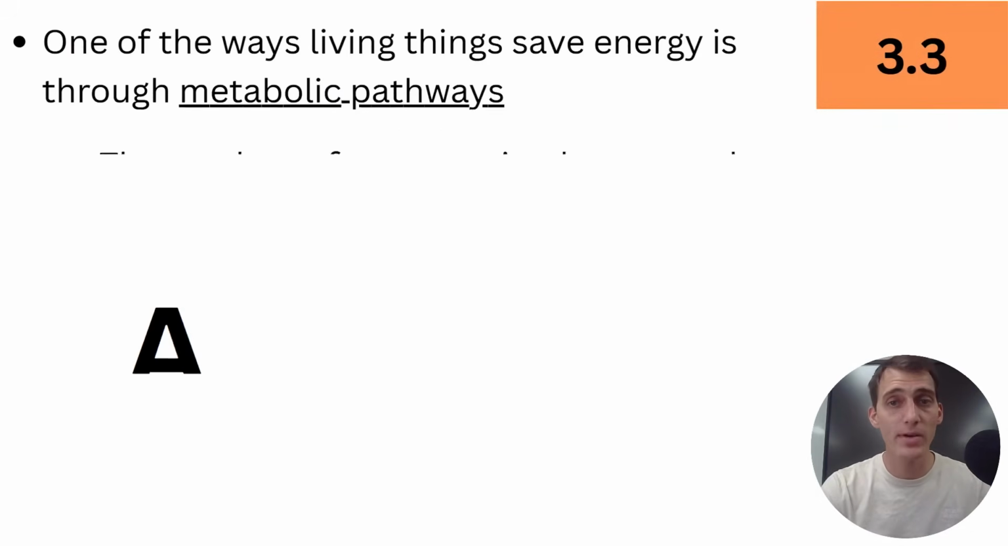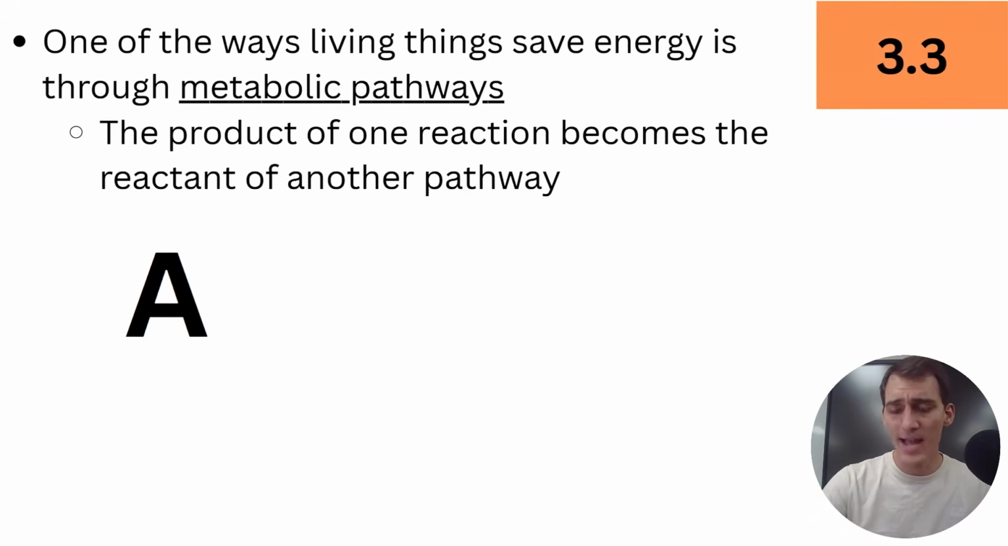But the point stands that all these lines on here are what are called metabolic pathways, which are sequences of reactions. Reactions happen in sequences in living things because it conserves energy in a way. It reduces the amount of energy that's released into the environment, and living things try to be efficient with our reactions. So one of the ways living things save energy is through metabolic pathways. Basically, the gist of a metabolic pathway is that the product of one reaction becomes the reactant of another reaction. So things happen sequentially.